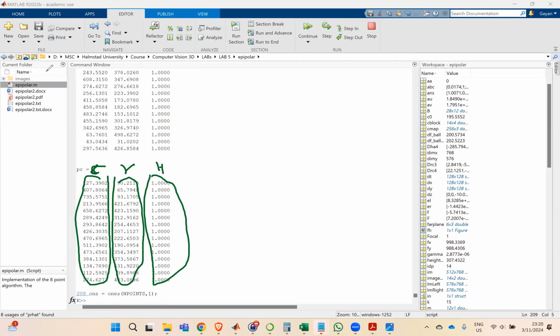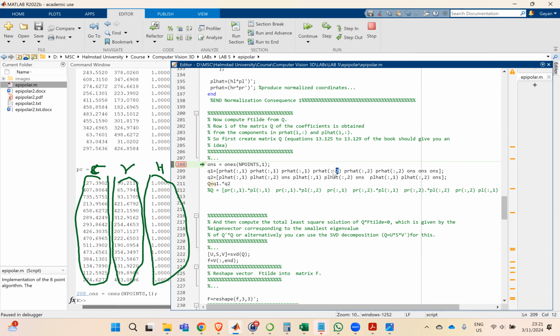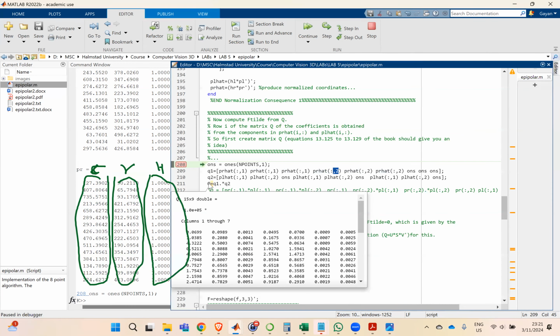And in MATLAB, this is how to select the first column, all rows and first column. That means we are selecting the columns, and here we are selecting the rows. The second column of the matrix, that means all rows. And we construct our Q.